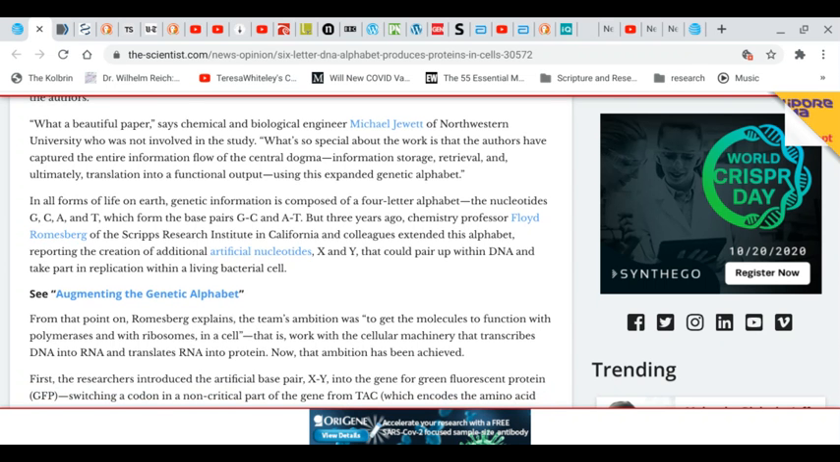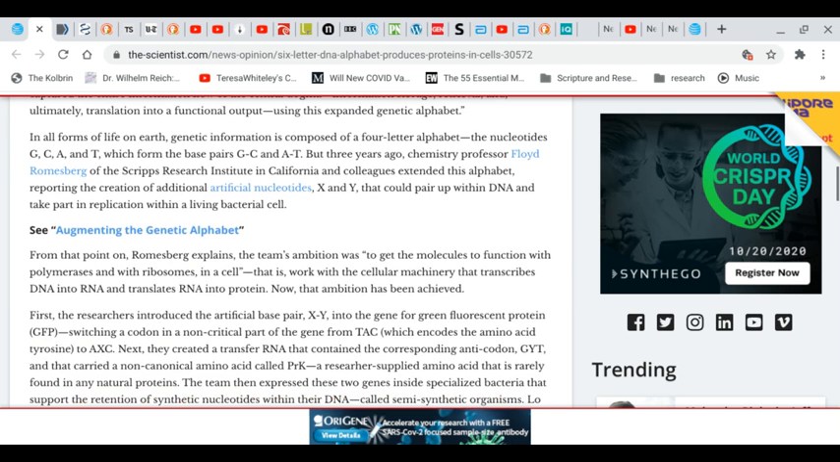All right, did you get that? This chemistry professor, Floyd Romesberg of the Scripps Research Institute in California and colleagues, extended this alphabet, the alphabet of the four letters that the creator created. They have now inserted two additional artificial nucleotides, X and Y, that could pair up within the DNA and take part in replication within a living bacterial cell.